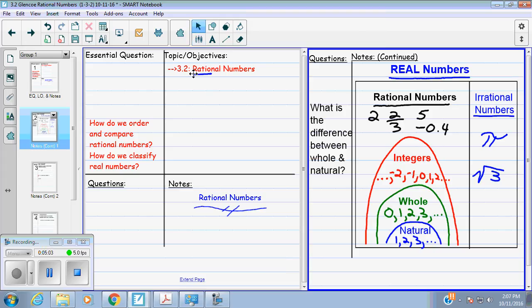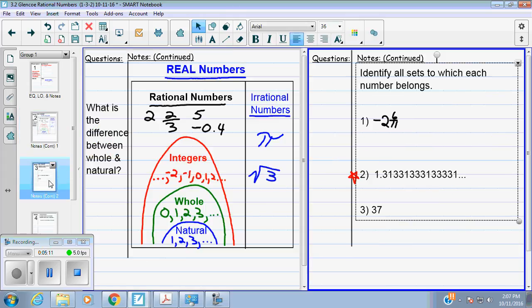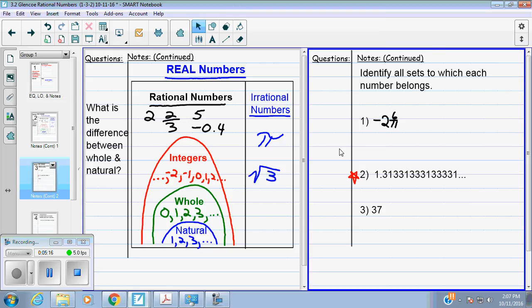So moving on, that was our categories of real numbers with just the bare minimum of examples, and we'll talk more about that in class. Now we need to use that information to start trying to identify all sets to which each number belongs. So I'm going to pause here, or have you pause here, while you copy down problem 1, and do leave some space after each of these problems. We're going to fill in the words below them.